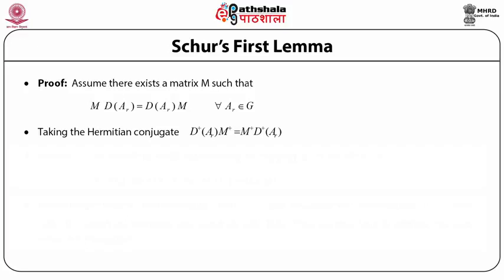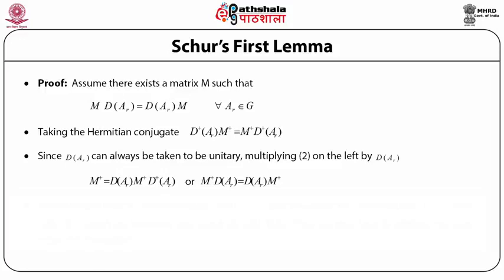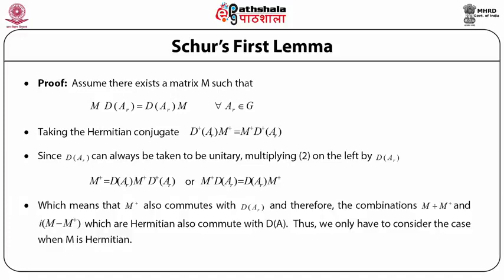we can multiply this equation on the left by D. So the left side becomes D(A_R) D†(A_R) M†, and since D is unitary, D D† is equal to 1, therefore M† = D(A_R) M† D†(A_R), and therefore M† D(A_R) = D(A_R) M†, which means that not only M commutes with the representative matrix D, but M† also commutes with D, and therefore the combinations M + M† as well as i(M − M†) also commute with D. But note that M + M† and i(M − M†) are Hermitian.